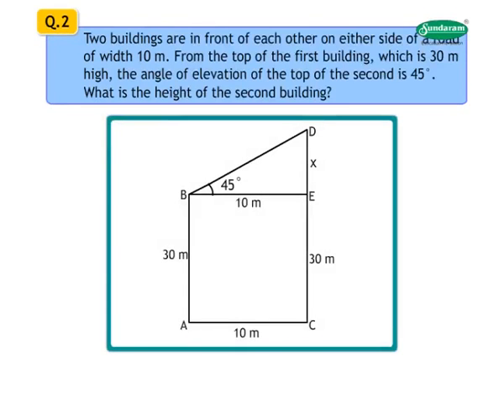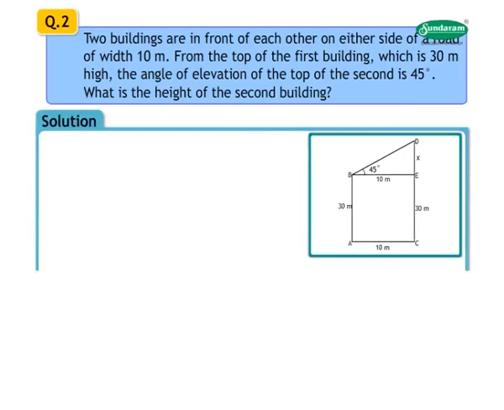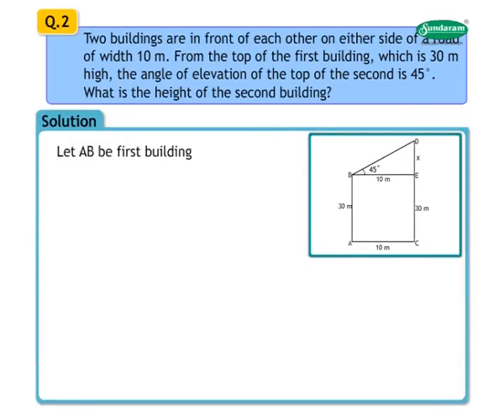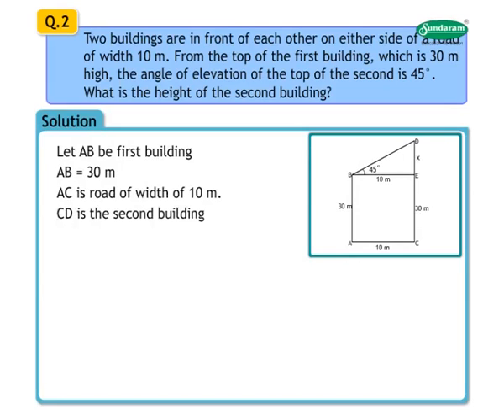Number 2. Two buildings are in front of each other on either side of a road of width 10 meters. From the top of the first building, which is 30 meters high, the angle of elevation of the top of the second is 45 degrees. What is the height of the second building? Solution. Let AB be the first building. AB is 30 meters. AC is the road of width 10 meters. CD is the second building.